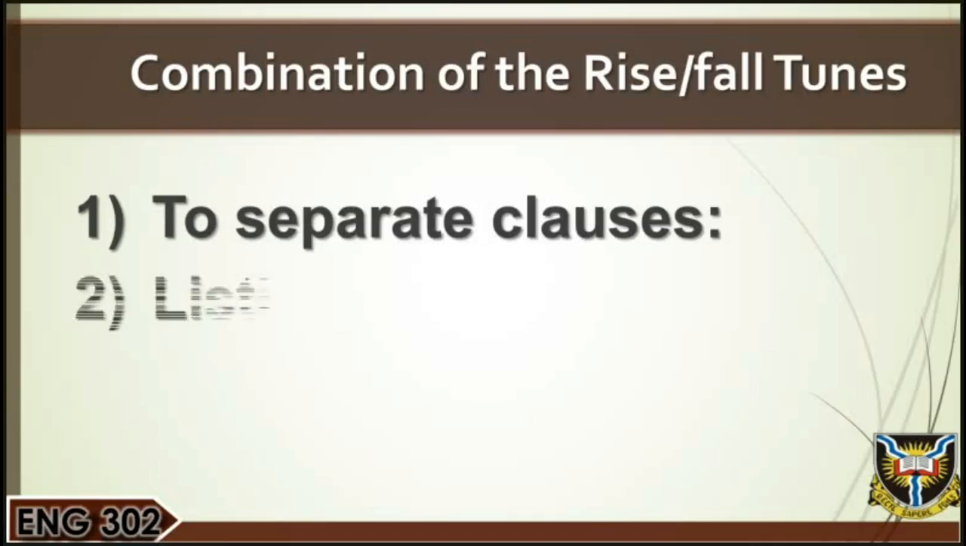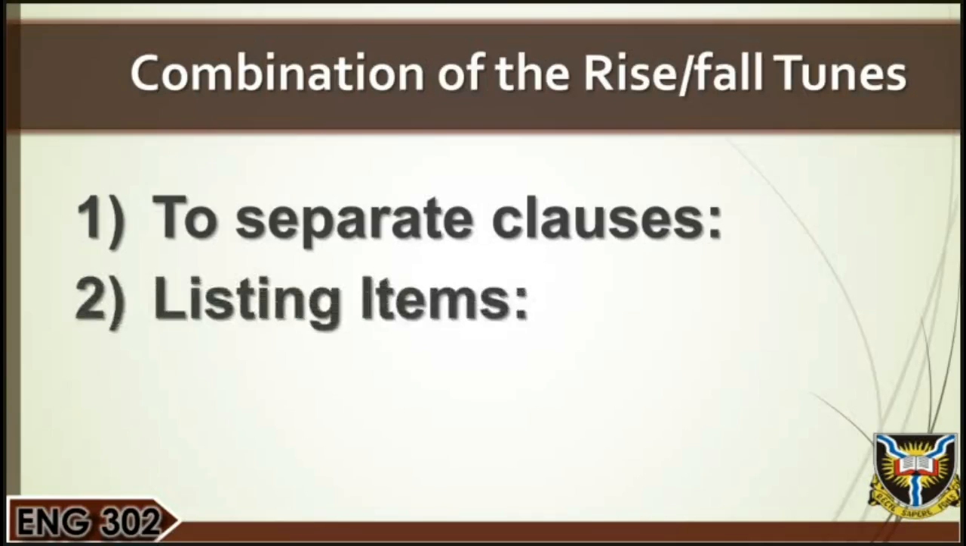Listing items. The combination of the rise and fall tunes is also used when listing items. The rise tune is used on each item until we get to the last item, which takes the fall tune. Mary, John, Peter, and Grace. He bought a pair of shoes, clothes, and ties. She got some pencils, erasers, and biro.